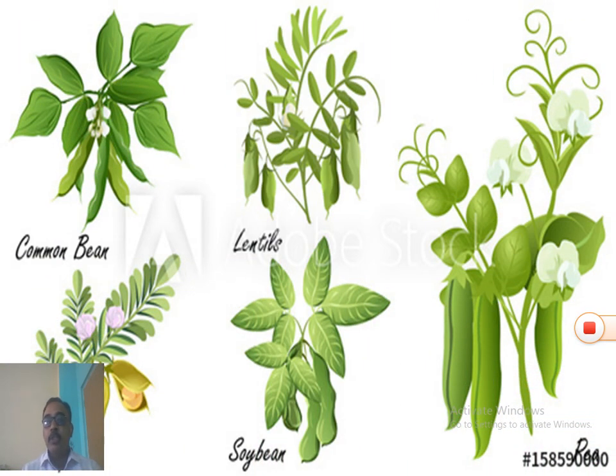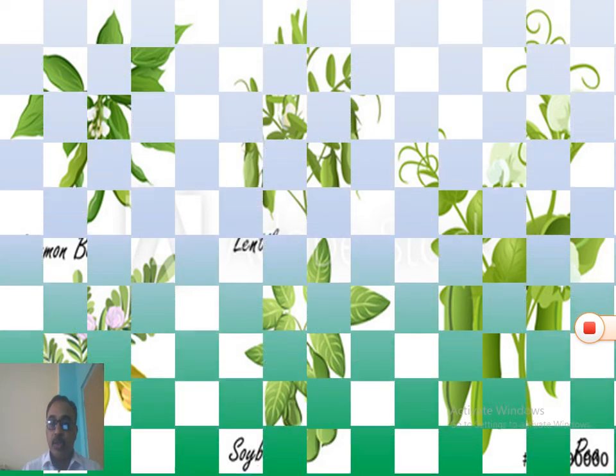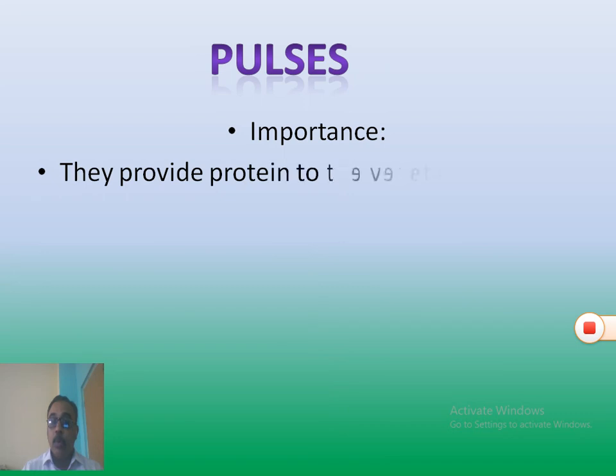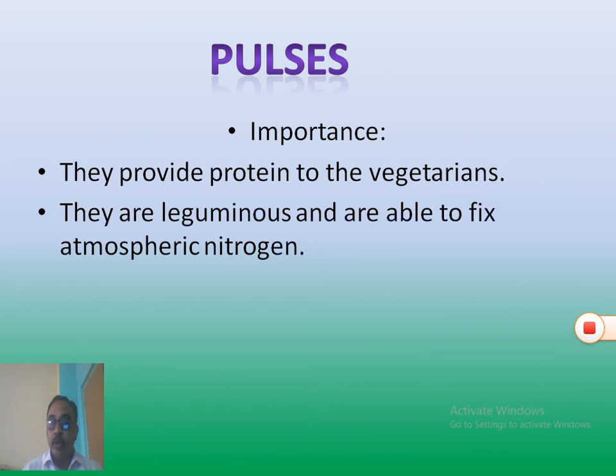So after the millets, the next crop that we'll be doing is pulses. Now pulses, if you see, different types come under the pulses. Common bean, lentils, chickpea, all this comes under the pulses group. Pulses have a lot of importance. One of the greatest importance of pulses is they provide protein to the vegetarians. The vegetarians who don't have meat, egg, fish, this is a very important source of protein to the vegetarians.